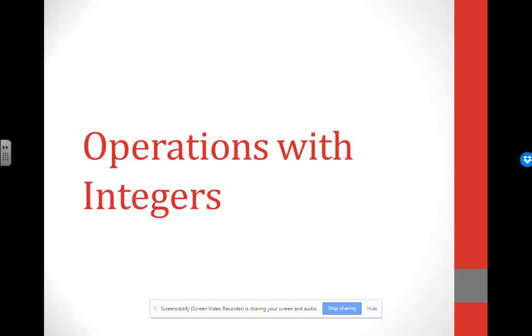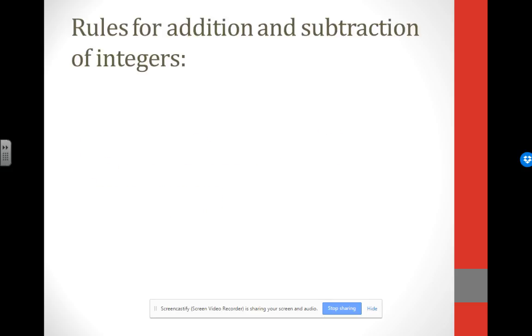Hey guys, today we're going to be reviewing all the operations with integers: how to add, subtract, multiply, and divide integers. We're going to start off by taking a look at the rules for addition and subtraction of integers. With all operations of integers, it's very, very important to pay attention to the signs of the numbers.